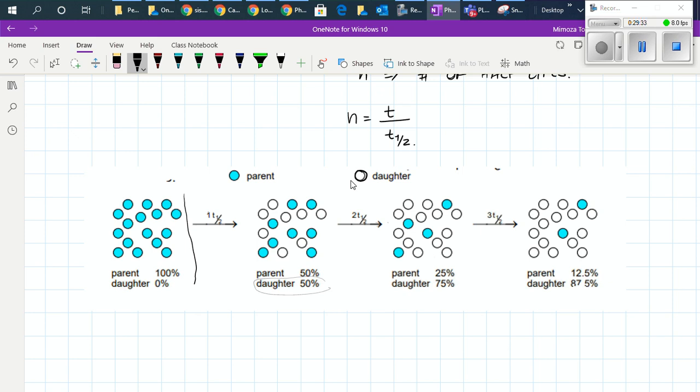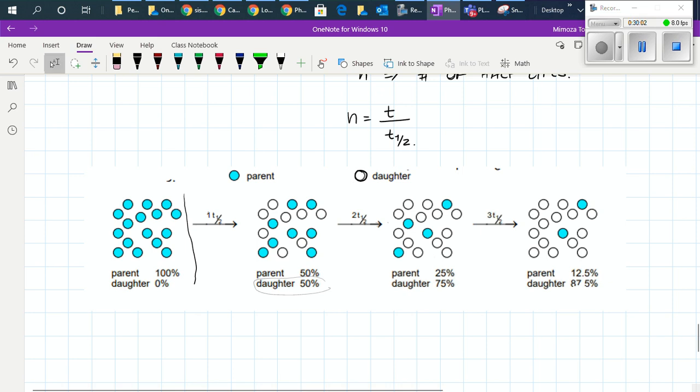Why 25%? Because it is half of 50. Half of 50%. So let's suppose that if we have 100 nuclei, the parent nuclei for the second half-life become half of the previous one. Half of 50 is 25, and half of 25 is 12.5, and so on and so forth.